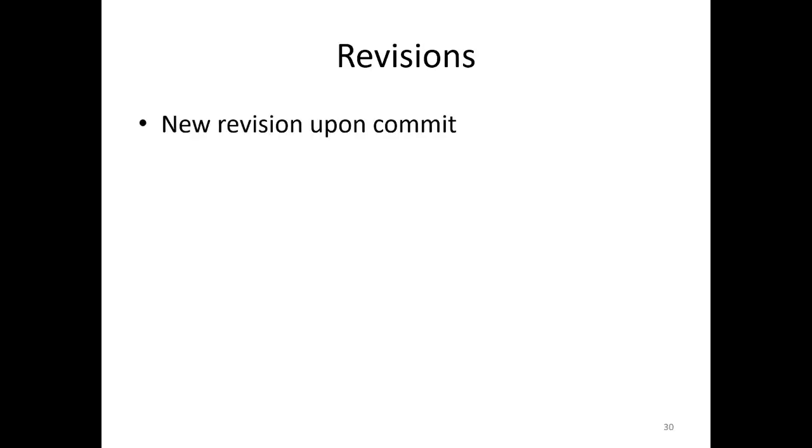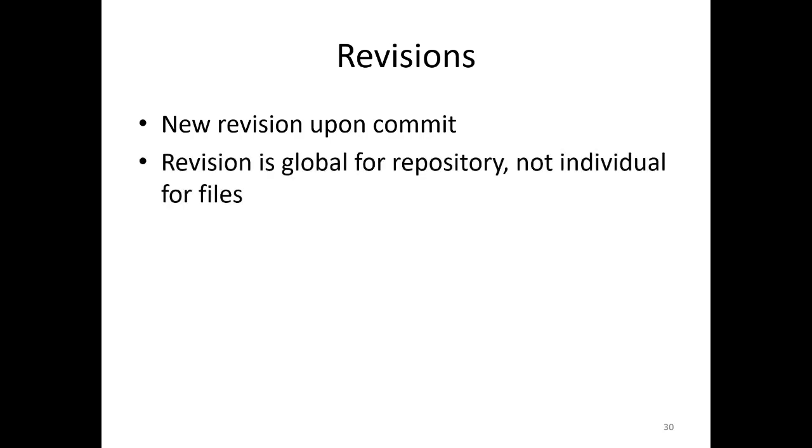Okay, so let's talk a little bit about revisions. So essentially a commit is a revision. So a new revision springs into life when you do a commit. So a revision is global for a repository, so not individual for files. So if you change a file, the state, the revision, of the entire repository is changed upon commit. That might seem a little bit weird, but actually it's a very good approach. And it was one of the major differences between CVS and Subversion at the time. And Git has the same principle.